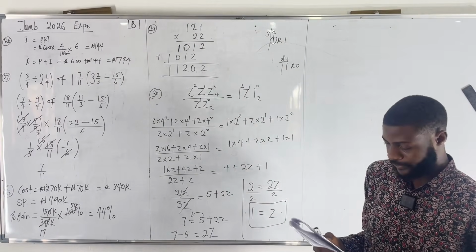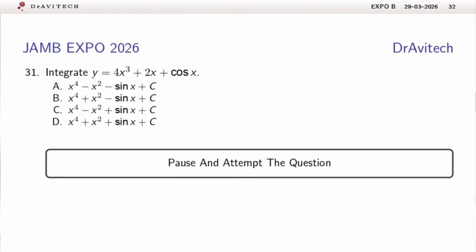Question 31. You have to integrate y equal 4x cubed plus 2x plus cos x.